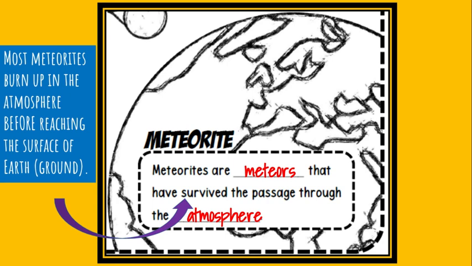Okay, so to review, an asteroid is a very large, massive rock found in the asteroid belt. When it collides, it creates a meteoroid, which is also found in space. When a meteoroid enters Earth's atmosphere, it becomes a meteor or a shooting star. And if that meteor survives the passage through the atmosphere and reaches the surface of Earth, it is then called a meteorite.